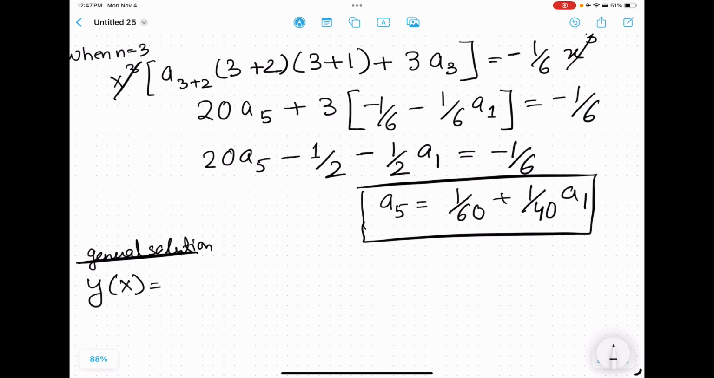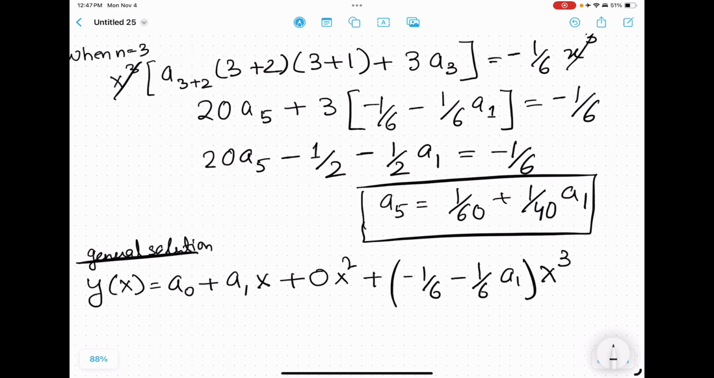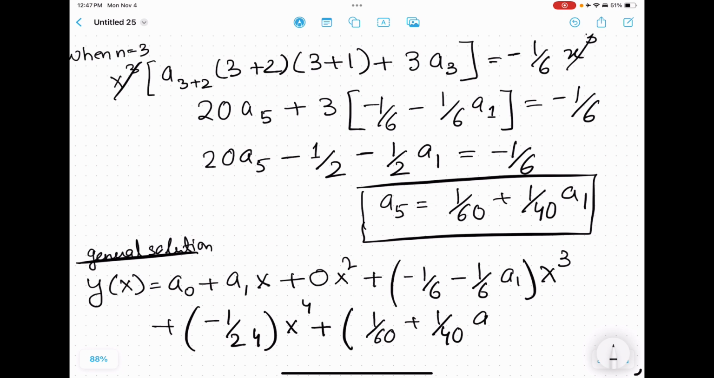So I have my a sub 0, which is an arbitrary number, plus my a sub 1, which is also an arbitrary number, and then my a sub 2 is 0, x squared, and then I have my a sub 3, which is negative 1 by 6 minus 1 by 6 a sub 1, x to the power 3. And then my a sub 4, which is negative 1 by 24, x to the power 4. And then my a sub 5, which is 1 by 60 plus 1 by 40 a sub 1, x to the power 5, and then so on.